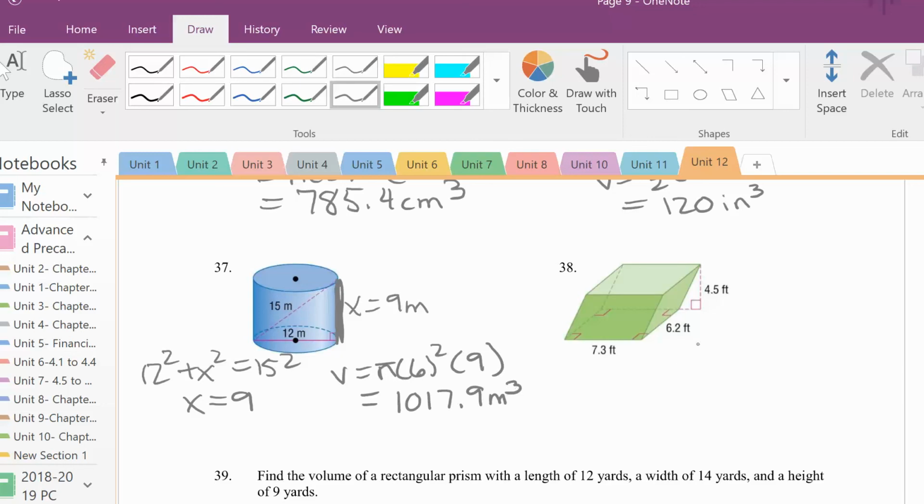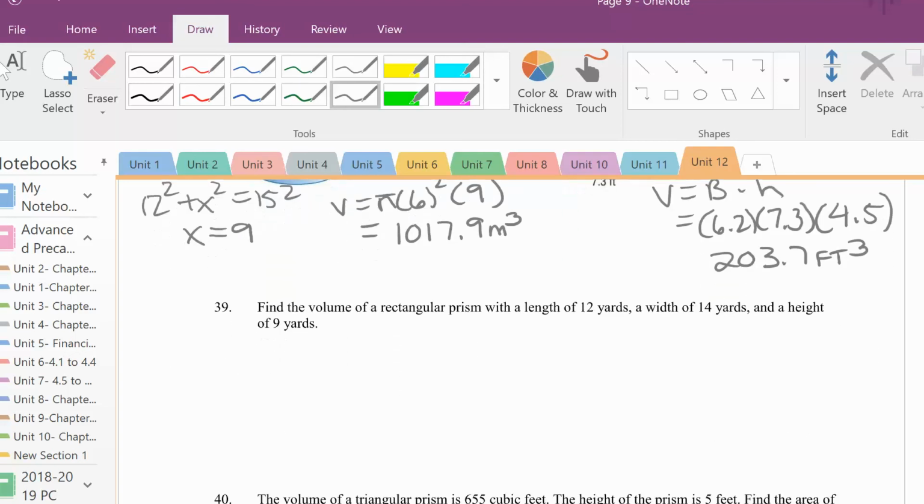Here, the base is a rectangle, so the volume is area of the base times height, so it's 6.2 times 7.3, and the height of the prism is 4.5. So when you multiply that out, you get 203.7 cubic feet. Find the volume of a rectangular prism with length 12 yards, width 14, and height 9. So you multiply 12 times 14 times 9, and you get 1,512 cubic yards.